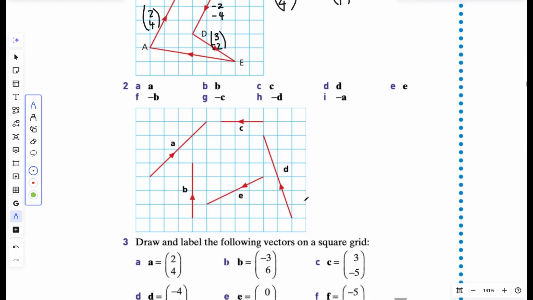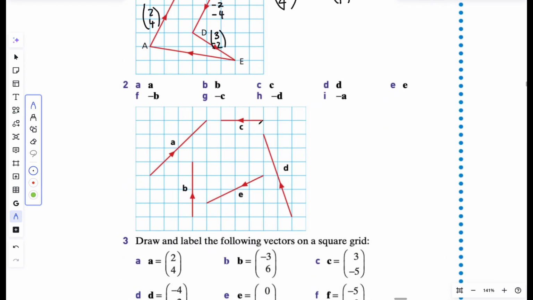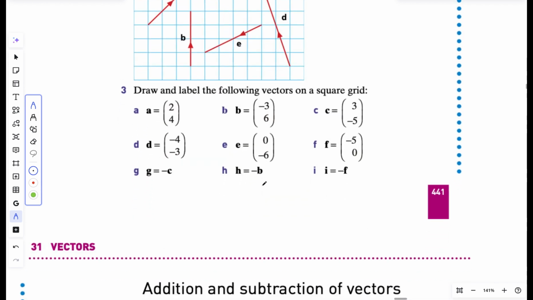Pause the video and do a lot of work here. This one is going leftward, so it's minus 3 on the horizontal axis and 0 on the y-axis, because it's not going up, it's not going down. So minus 3 and 0 for this one. Okay? So that's it. Pause it and do all of this for practice.